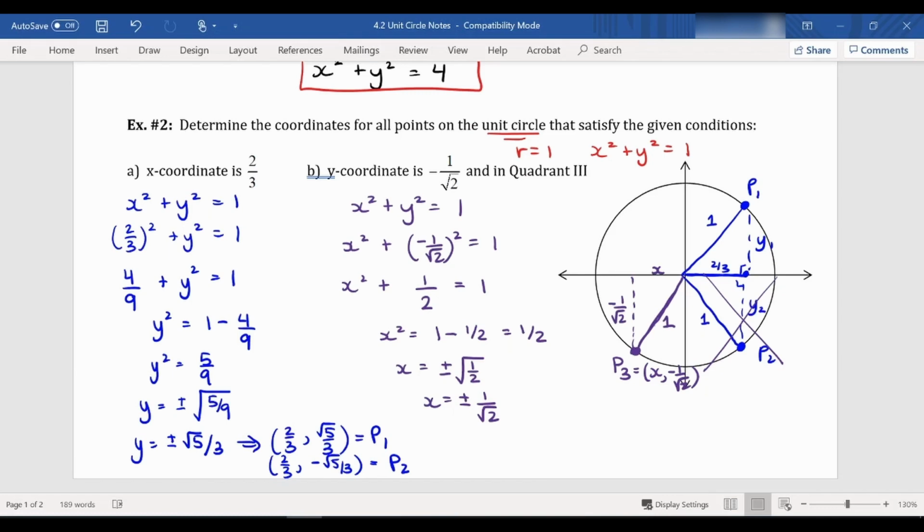Now, because I'm only in quadrant 3, I'm not actually going to use both of these numbers. I only have one possible point. If I only have one point, I can only have one x value. So I'm going to keep the negative x. So this means my point is going to be negative 1 over root 2, comma, negative 1 over root 2.